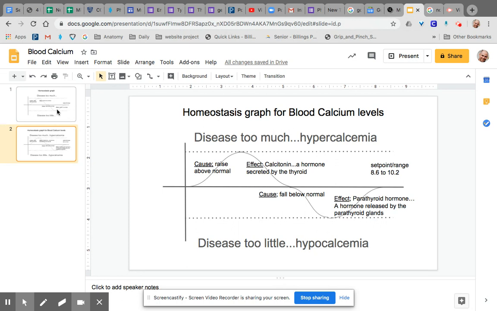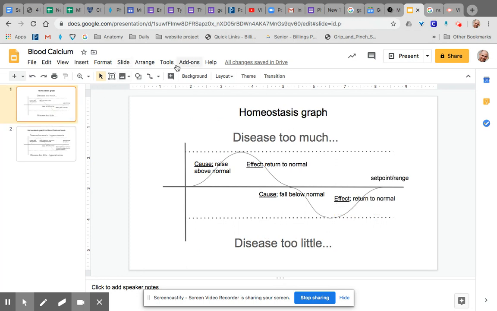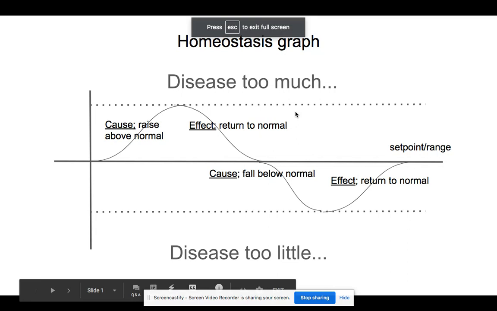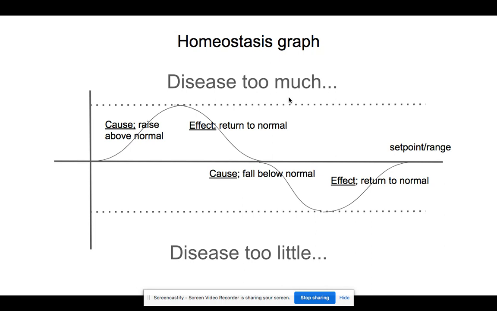We're just going to show you how to do this homeostasis graph from the endocrine system. As you guys remember, the homeostasis graph looks like this. It's really important that you write out the graph. This disease up here, a condition.